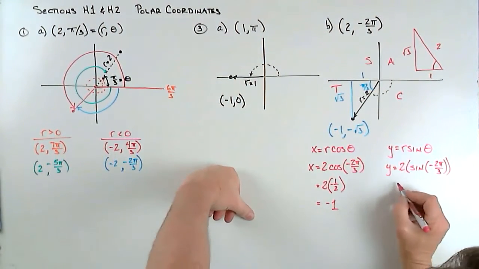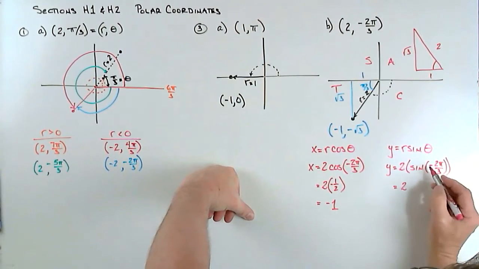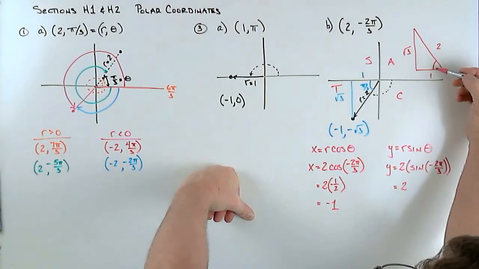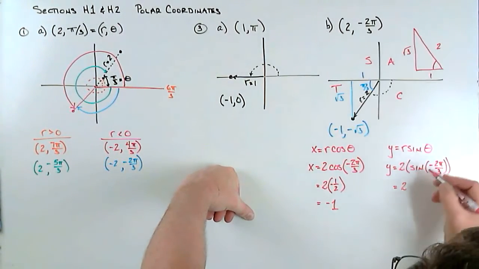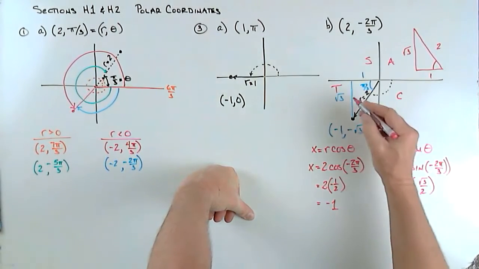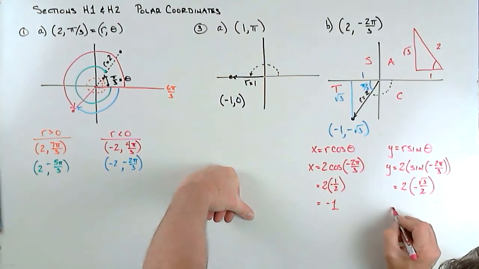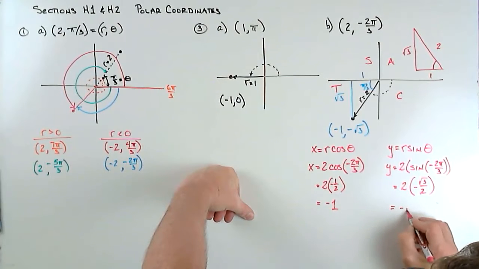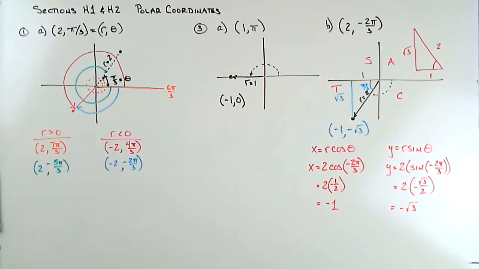Similarly, over here, we would have 2 times sine of 2 pi over 3. Again, your reference angle is pi over 3. Sine is √3 over 2. Again, in the 3rd quadrant, sine is negative. When we multiply that out, we would get -√3. So that's how you do problem number 3. I'll leave part C for you.